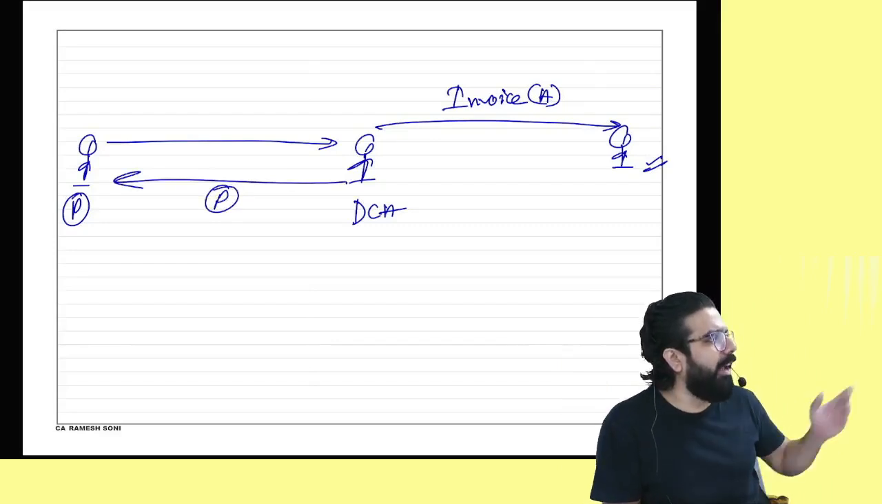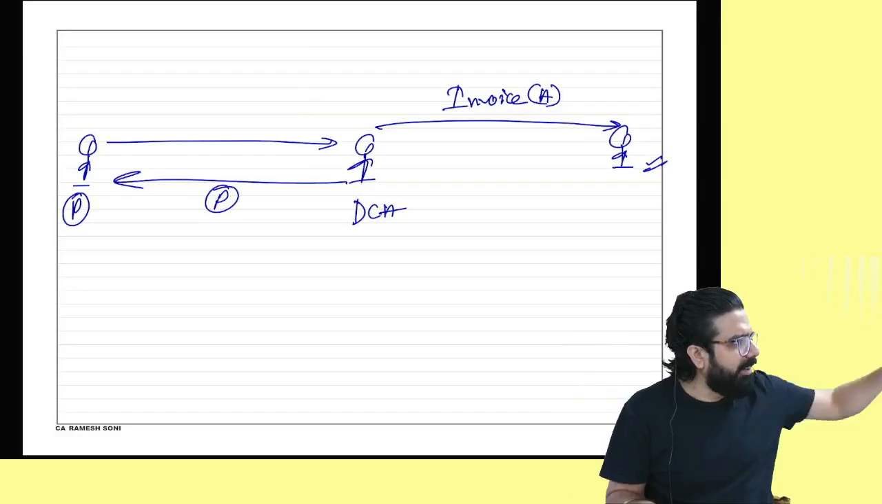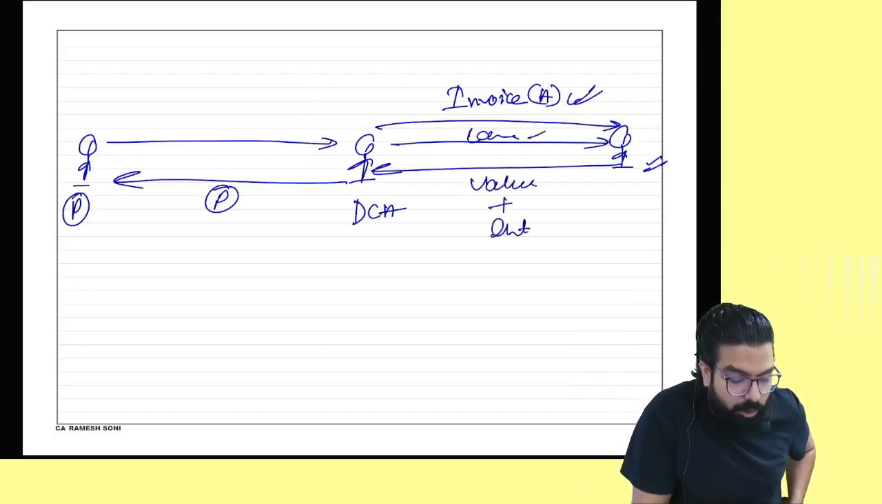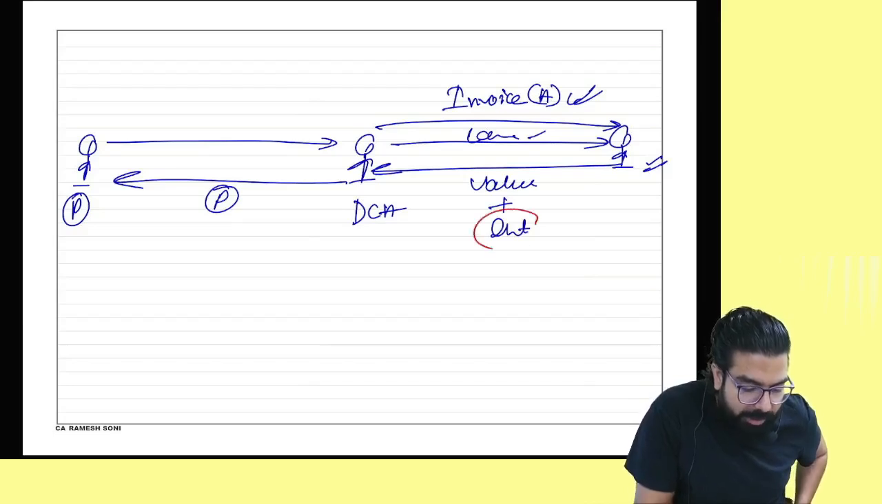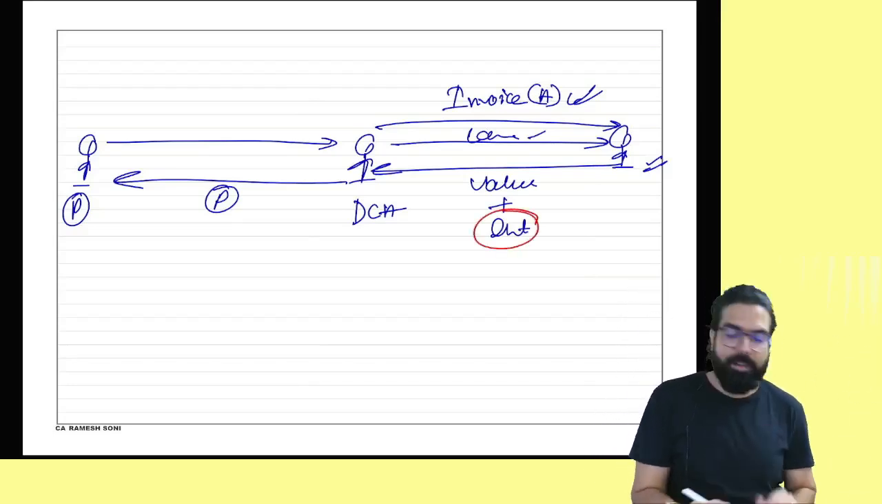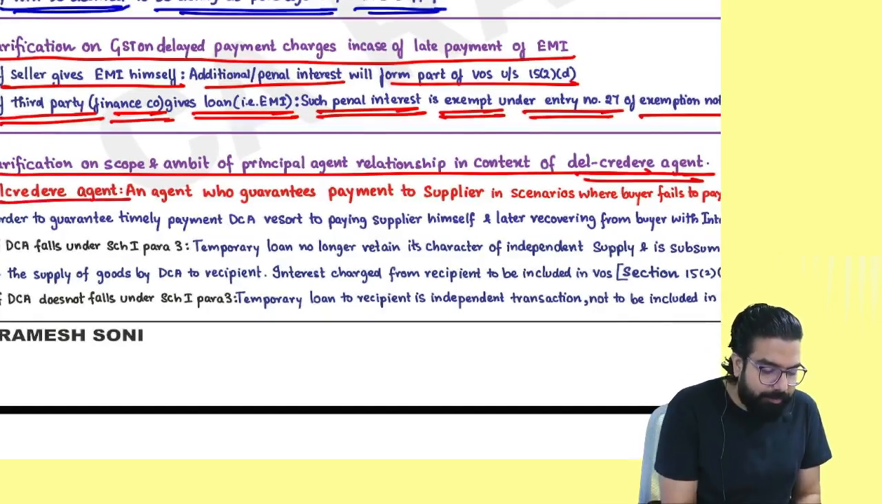I told the customer, hey, you did not make the payment on time. I had to pay the boss. It's like I've given you a loan. I want the main value of supply also. Plus, for the loan, I want interest also. My question over here, will this interest form part of my value of supply? Yes or no? Yes. That is what is being told over here. Clarification on Del Credere agent.